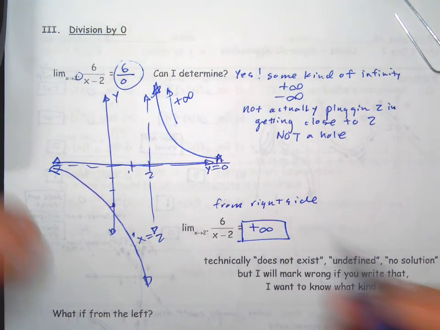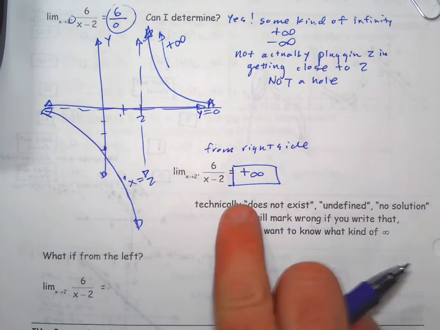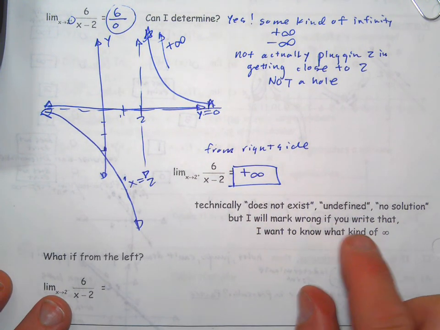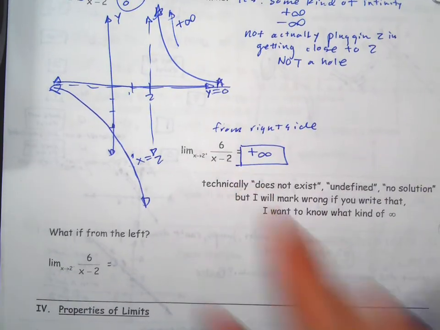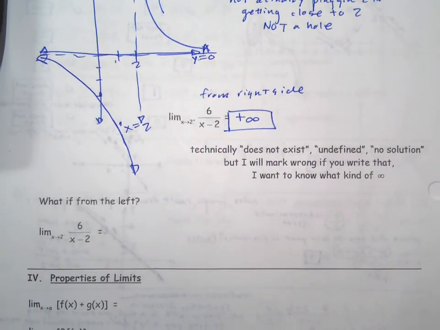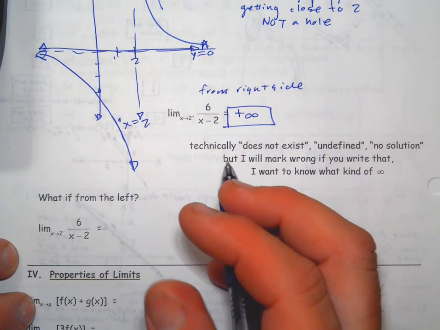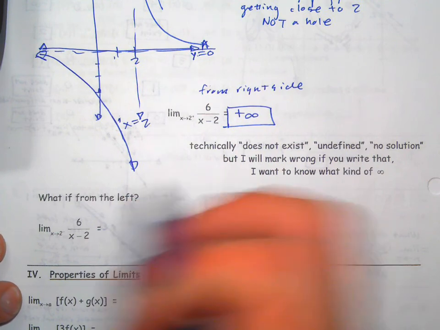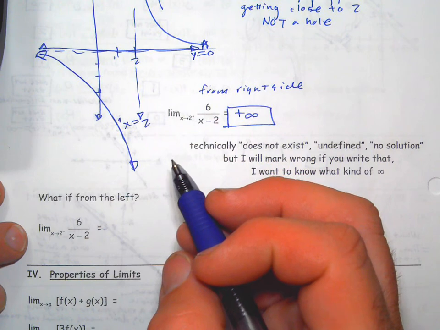Now that's looking at the picture, but we're usually not going to use a picture, okay? Now technically it does not exist, undefined, no solution, no limit, but I need the kind of infinity. In fact, I probably want you to put a plus in front of this to make sure you really felt confident about it being positive infinity. But here's a different way to answer this question, okay?